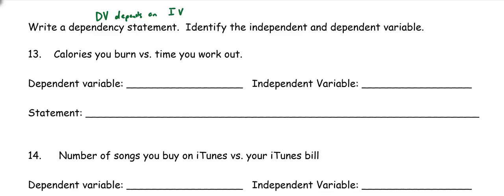So the dependent one changes based on something else. So think about a situation where you're working out and the calories. So the time of working out, I can't change the clock to know how much time I'm working out. But however much I spend working out, my calories are going to change based on that, which means that the dependent variable is going to be the calories you burn, and the independent variable, which you have no control over, is the time you work out.